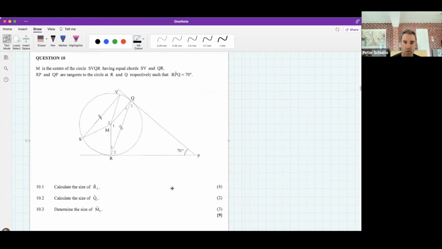Okay. So I'm going to give you this question. I'm not going to say anything yet. All I want you to do initially is find me what R2 is. Remember to provide me some reasons, eh? So if you can.